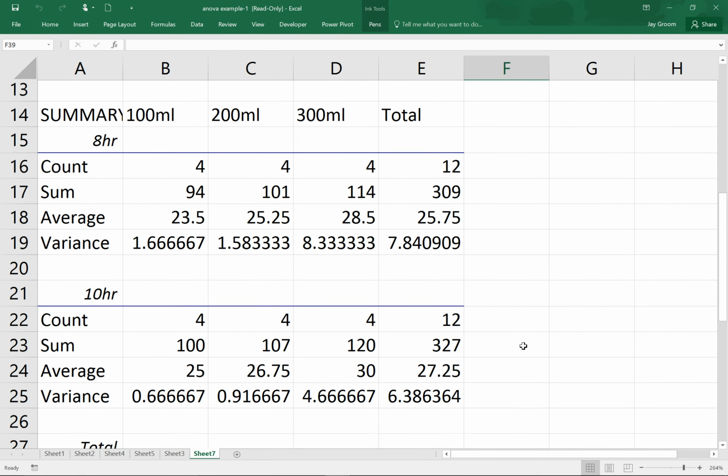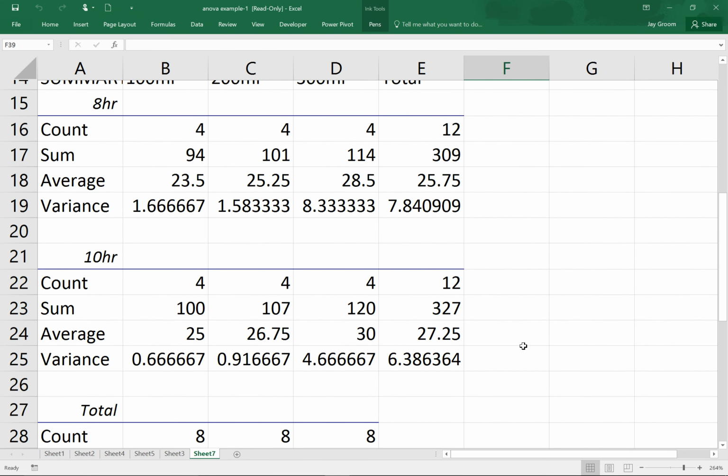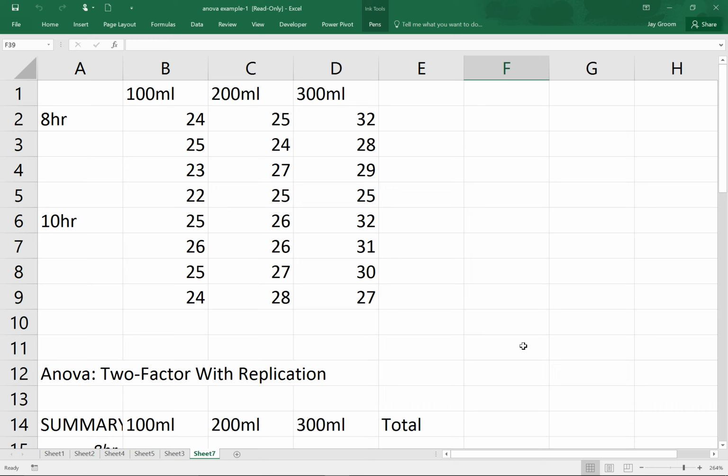So 8 hour is 25. I need to bump my 8 hours up a skosh. Here, bump him up to 25. Bump him up to 26. Bump him up to 27. Cool. I bet it works now.